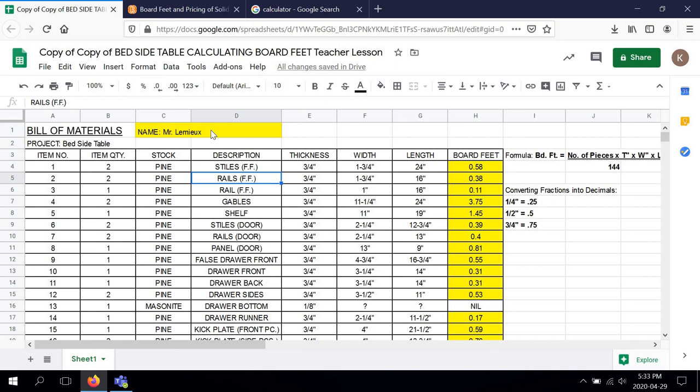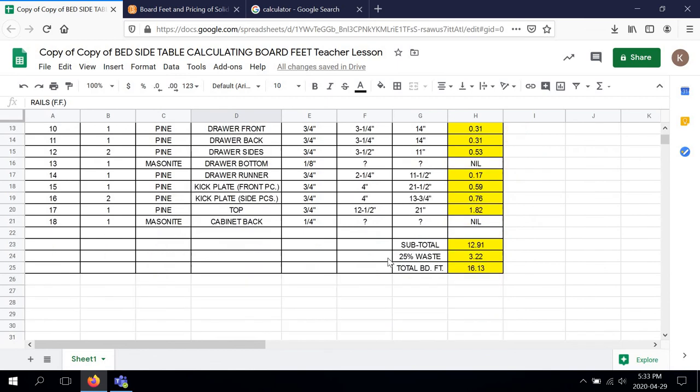Okay, so that is it for this project, and watch for the new instructions to finish this off in a couple of days, please. Okay.